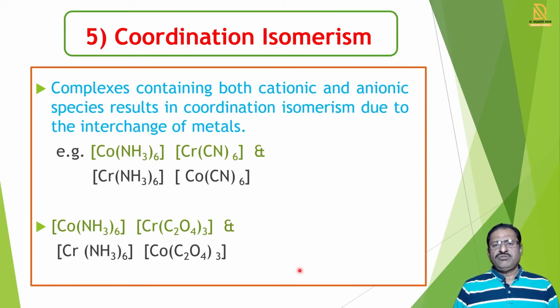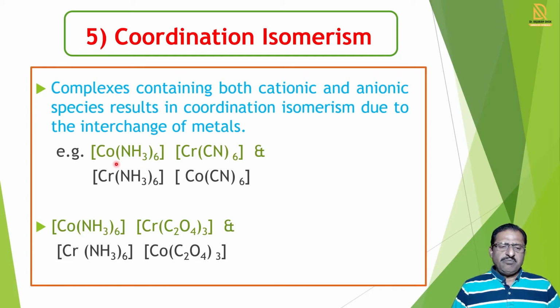Now, the fifth type of isomerism is coordination isomerism. Coordination isomerism is observed in complexes which contain both cationic and anionic species. That means in that coordination complex, both a cationic species and an anionic species are present, and there is interaction between the metal or the ligands, and isomers are formed.